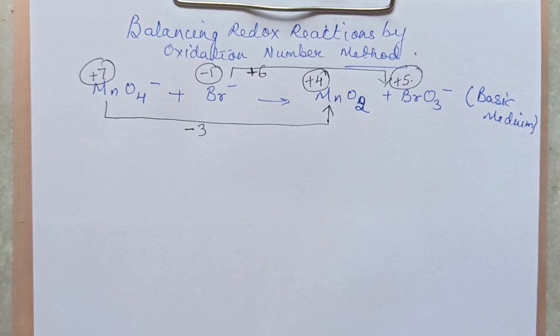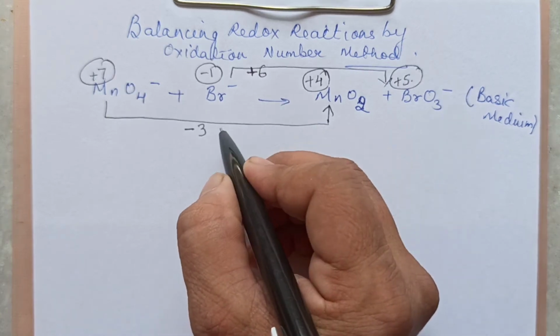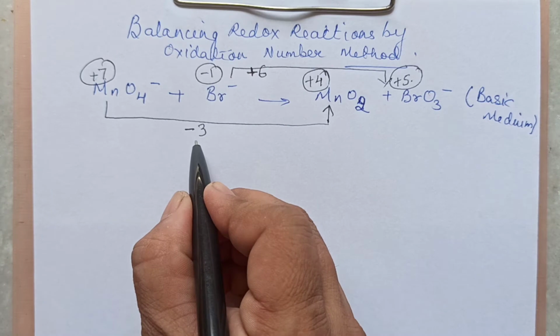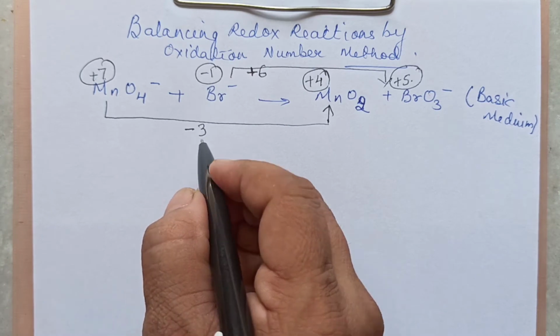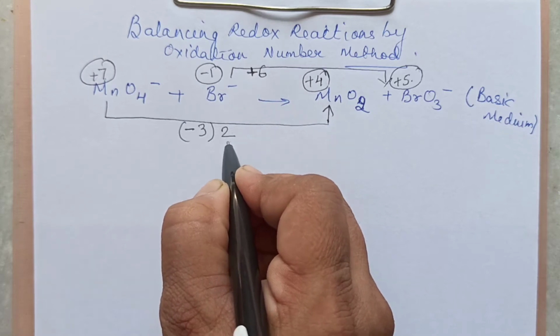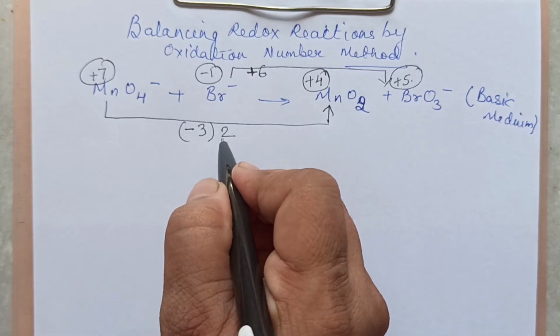In the next step, please listen carefully. Now earlier we were dividing into two halves. Now we are not dividing into two halves. We are doing everything in the same equation. We will make increase equal to decrease. That is, this is increasing by 6, this is decreasing by 3. That means if you multiply this with 2, then this decrease also will be by 6.